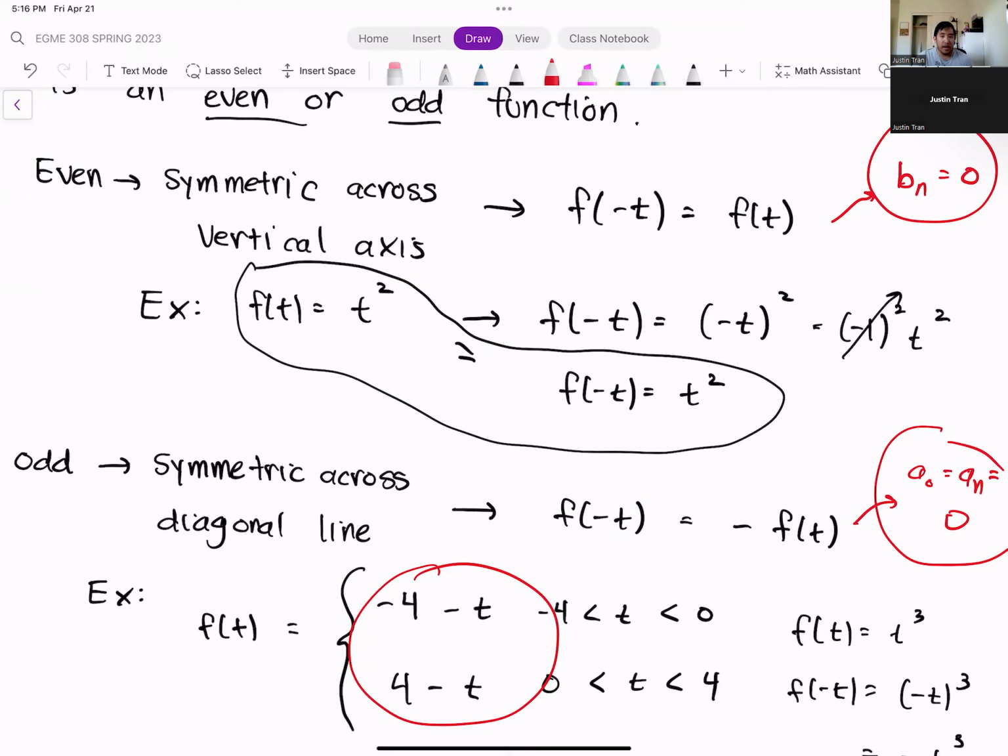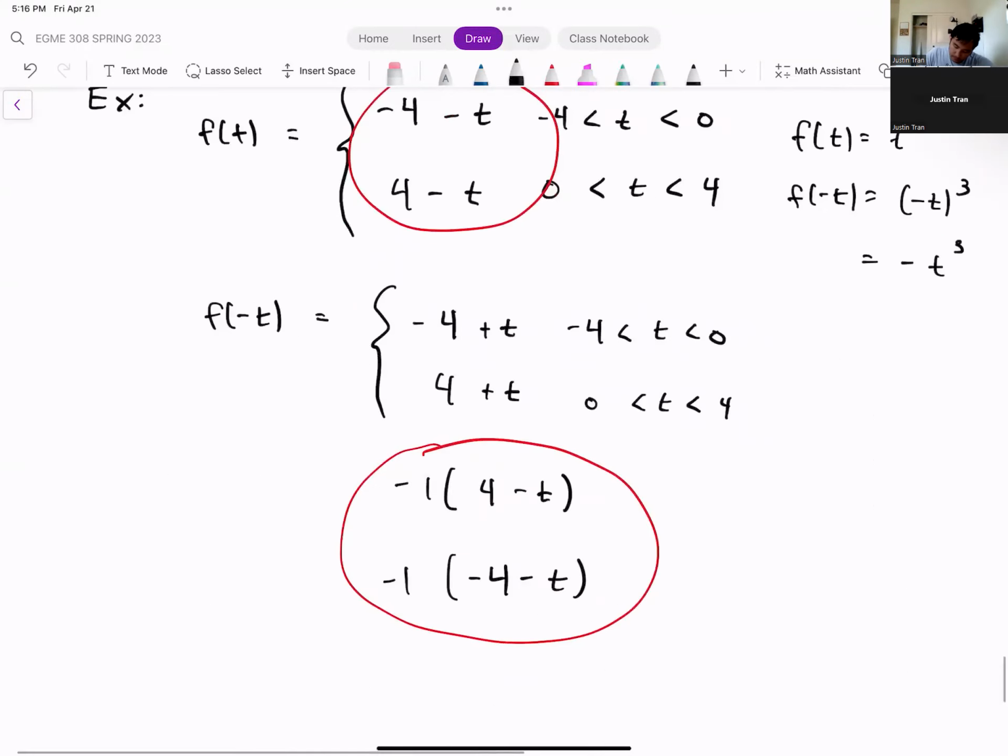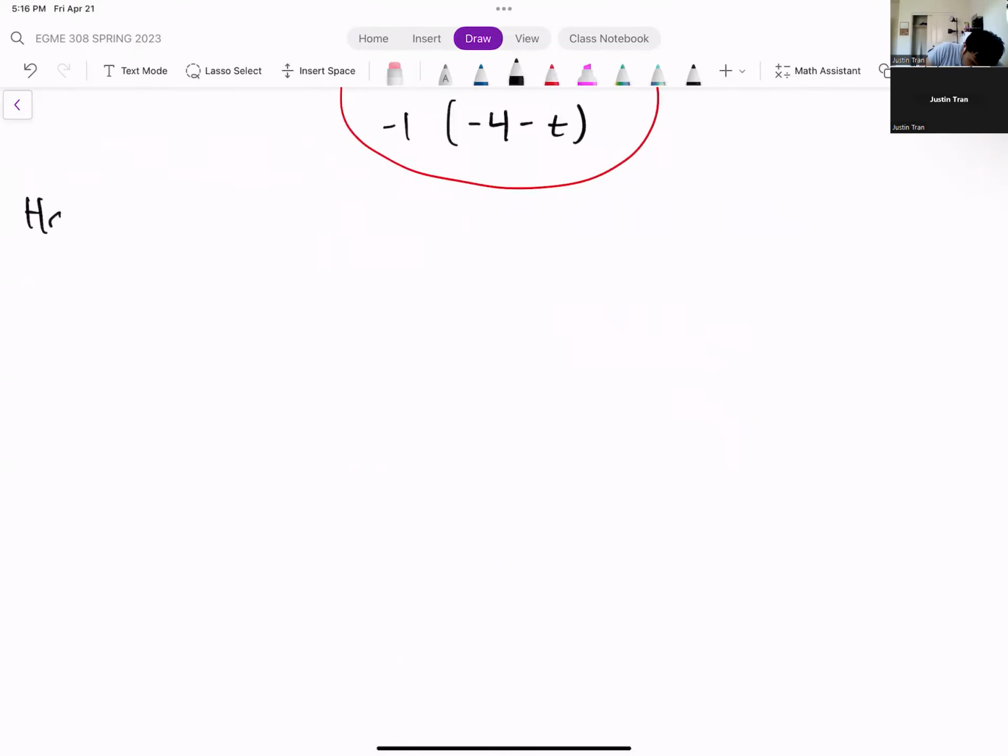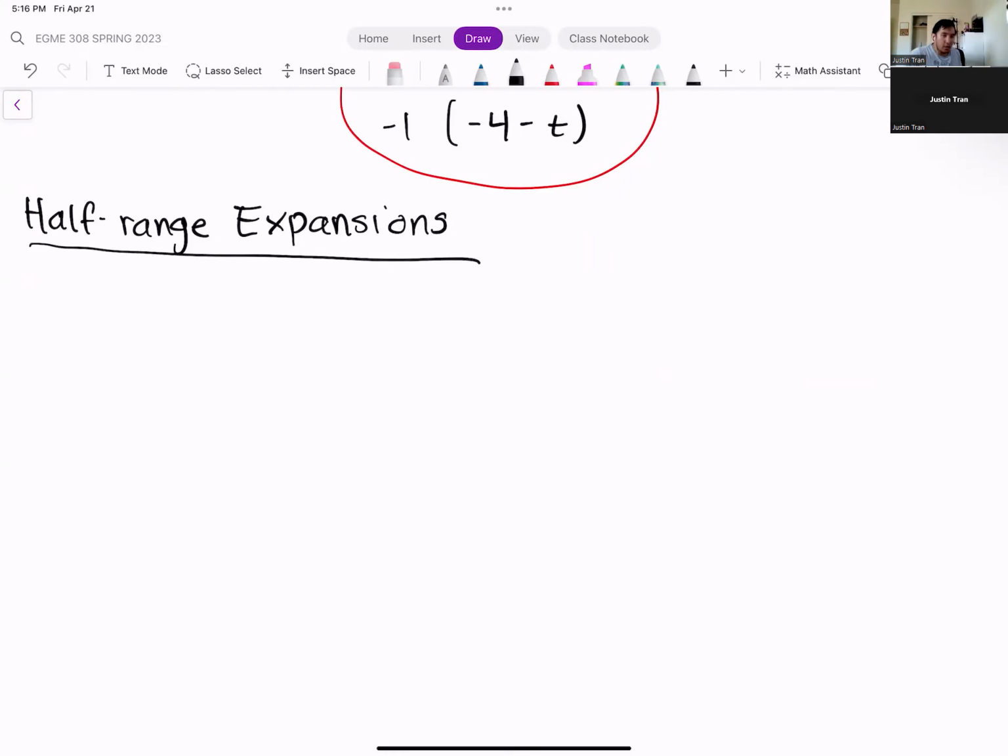And so the last thing I want to go over with Fourier series is half range expansions. With half range expansions, usually we're given what the function looks like for an entire period, and that's our traditional Fourier series. For half range expansions, sometimes we're only given the function definition for half of a period.